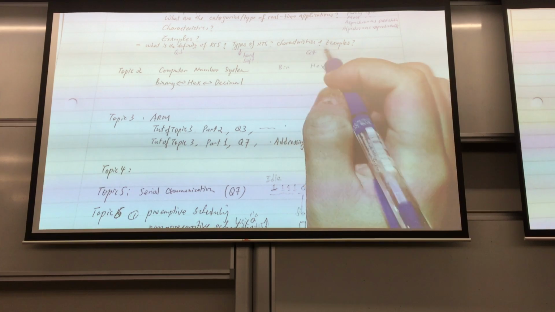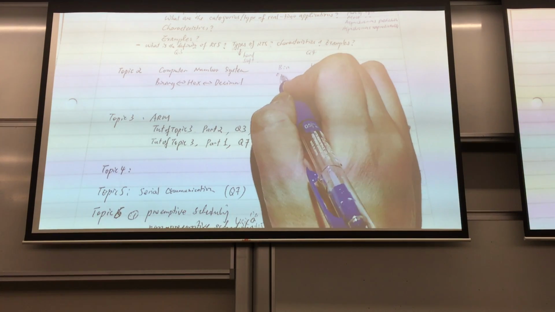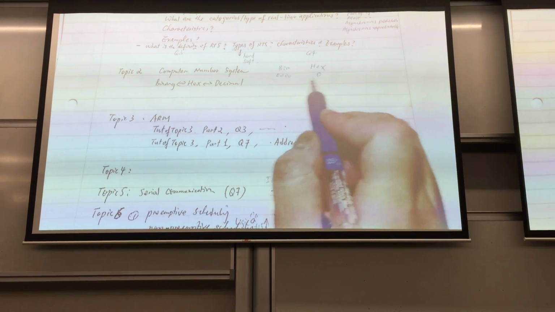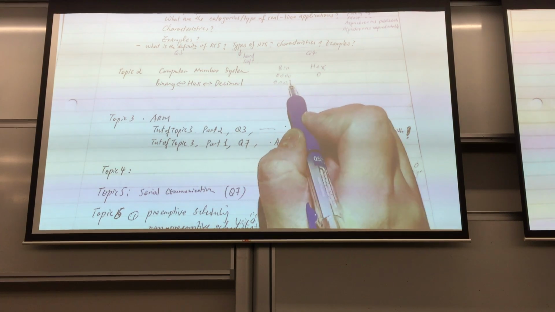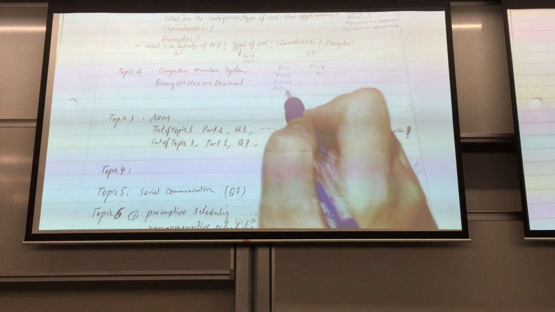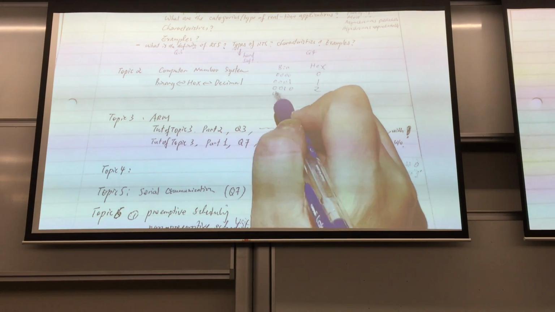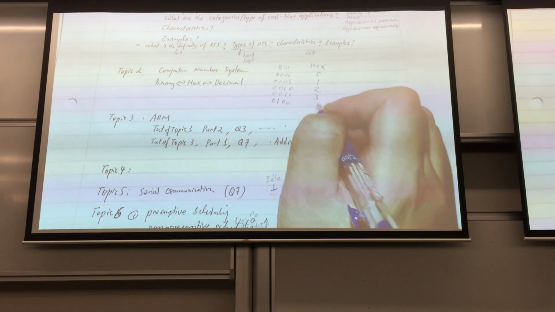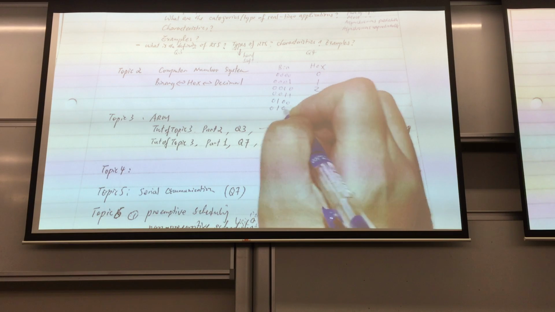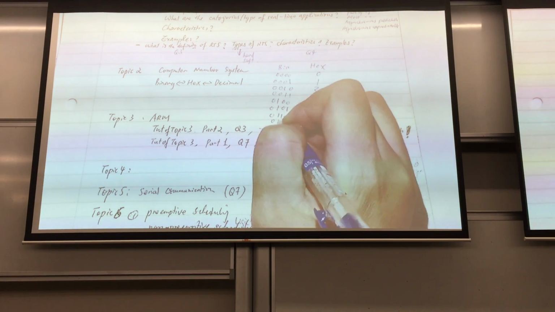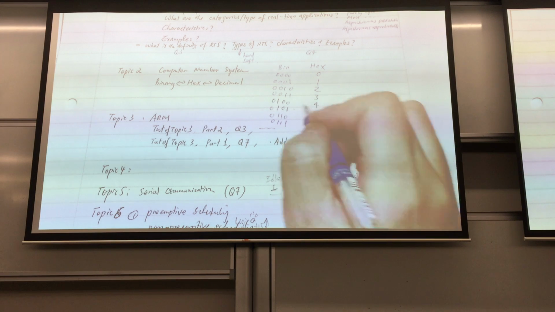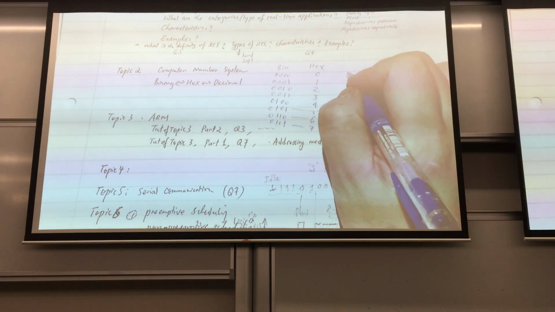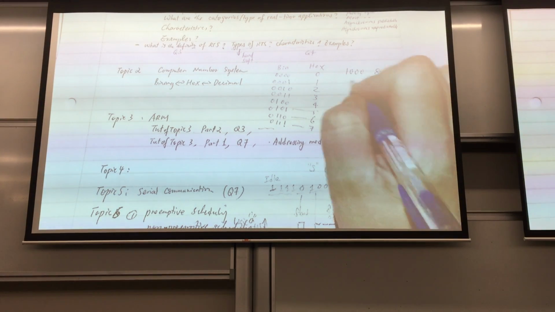So, first number is 0000, corresponding to 0. Then next is 0001, then 0010. This is 1, this is 2. 0011, this is 3. And 0100, and then 0101, then 0110, 0111, 6, 7. 1000 is 8.